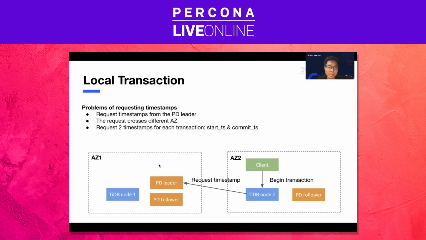Although TiDB can access data locally through placement policy, there is another problem, which is the latency of requesting timestamps from the PD leader. As mentioned earlier, the timestamp can only be allocated from the PD leader. In this example, the TiDB node in AZ2 will visit the PD leader in AZ1. So the request crosses different zones. What's worse, a transaction needs 2 timestamps. That means the latency will be doubled. So we introduced local transactions.